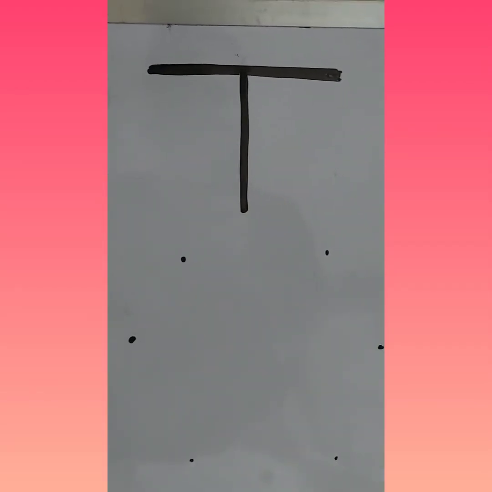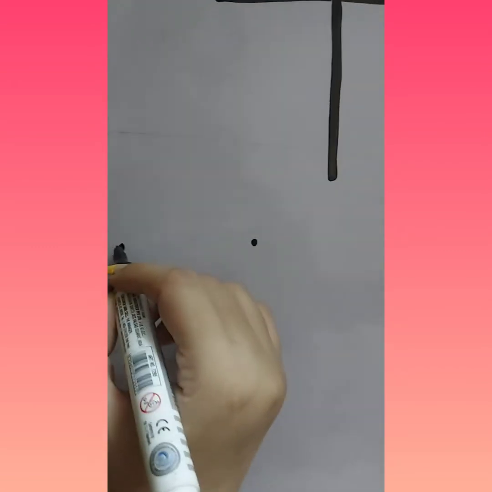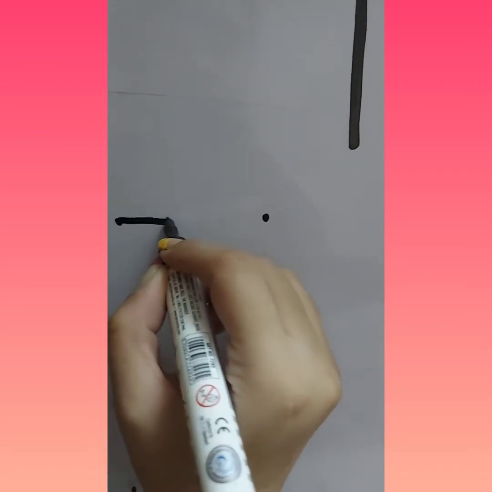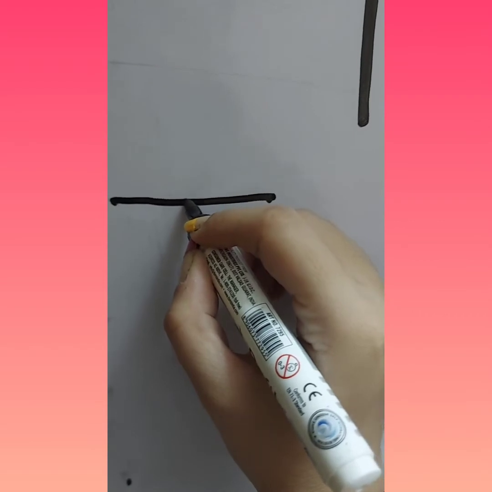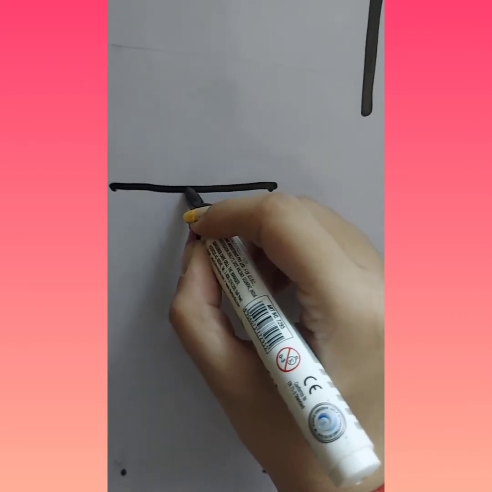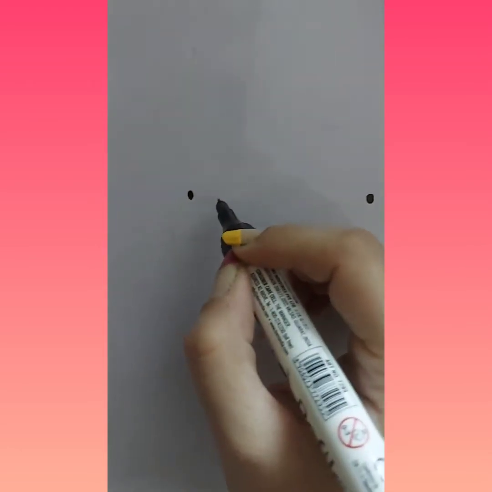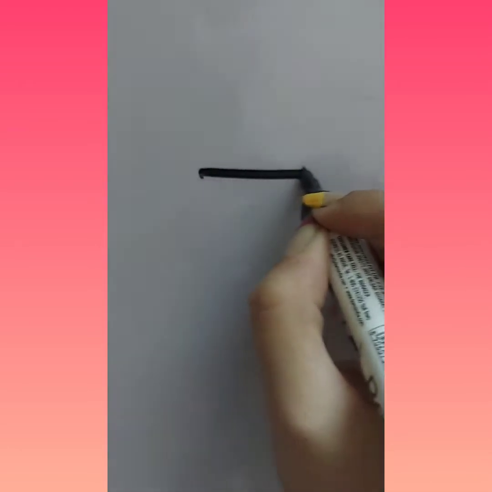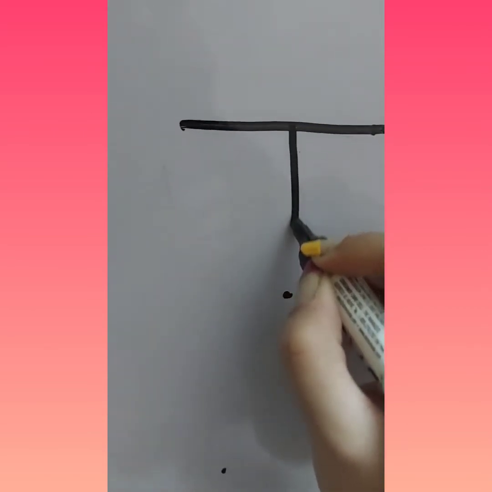Okay kids, let's learn how to write letter T. Sleep. Point in the middle. Come down. Okay, once again. Sleep. Point in the middle. Come down.